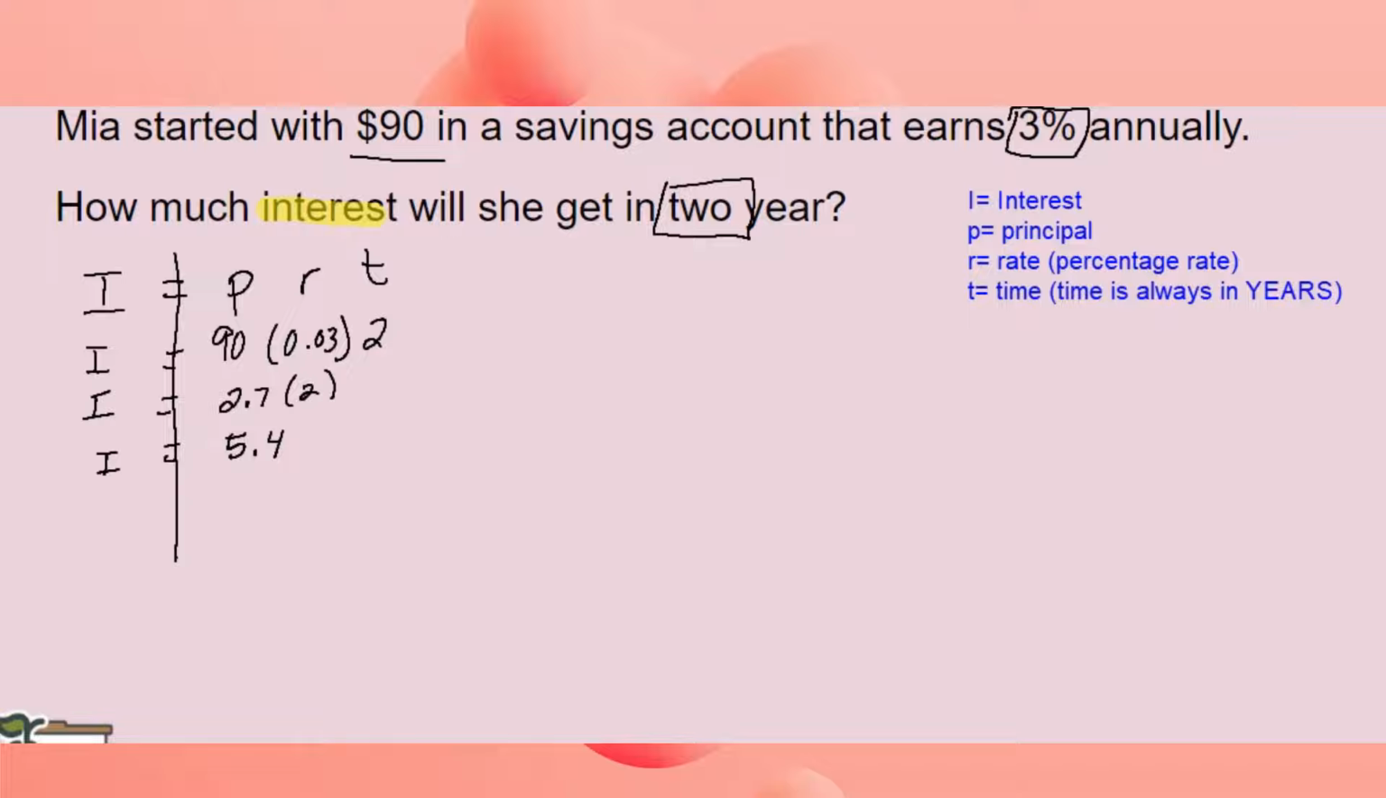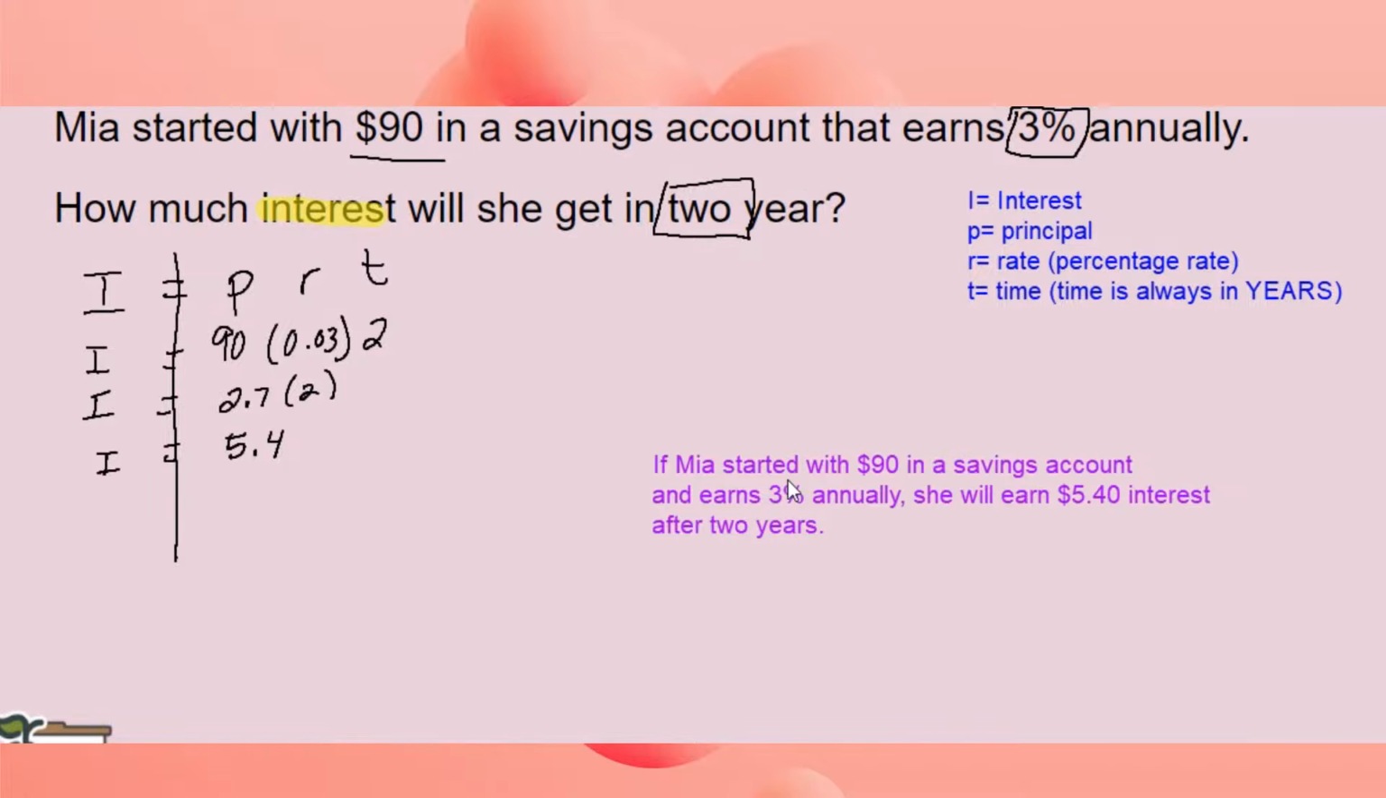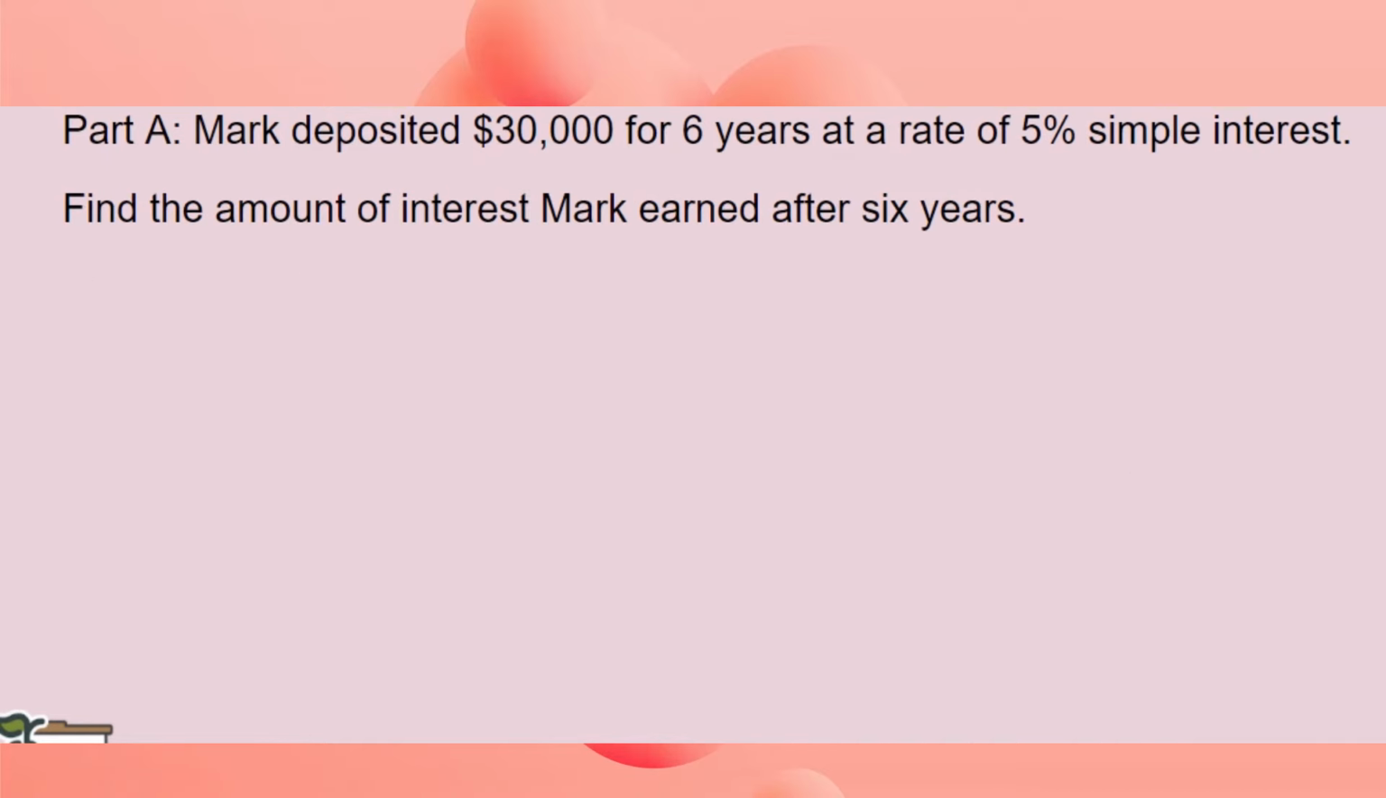So I have to make sure I put this in a complete sentence. If Mia started with $90 in a savings account and earns 3% annually, she will earn $5.40 interest after 2 years.